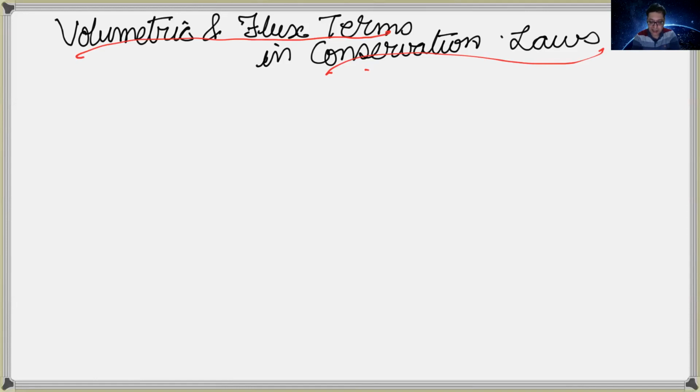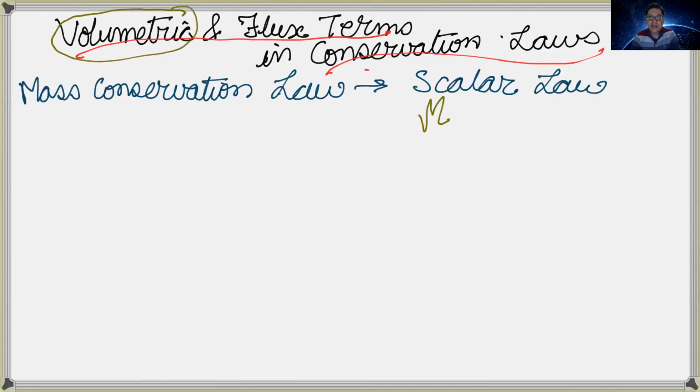Let us first start with the mass conservation law. The mass conservation law is a scalar law due to the fact that the variable we talk about is the rate of change of mass. Now mass is a scalar quantity, so that's why we call it a scalar law. Here, the volumetric variable which you encounter is rho, the curly bar, and bar means per unit volume. So this is mass per unit volume, this is a volumetric term. And the flux term which you encounter in the mass conservation law is this mass flux.